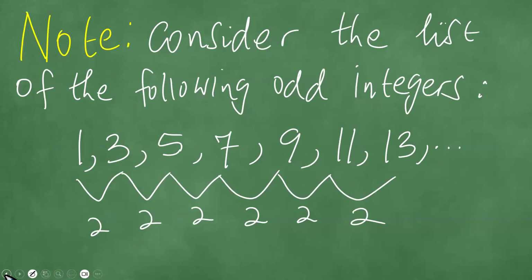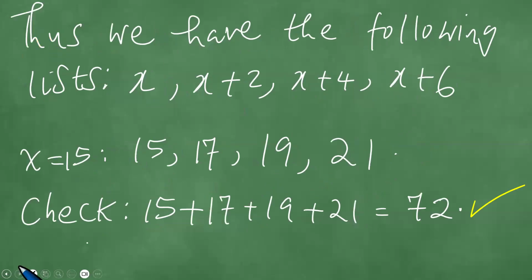In the same way that we solved this one and realized that 15, 17, 19, and 21 are 4 integers whose sum is 72, we have solved this problem in a step-by-step fashion.